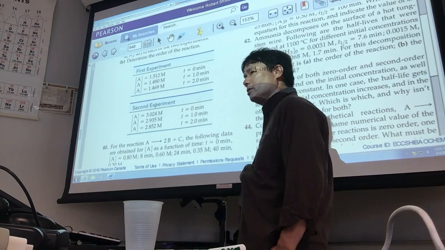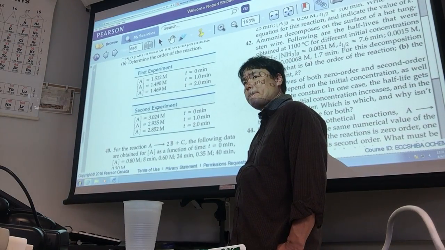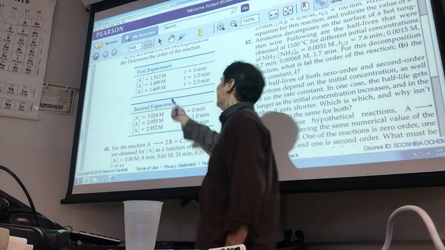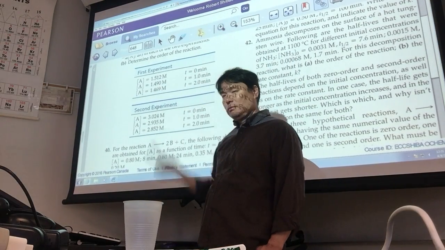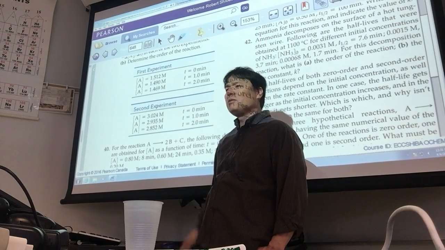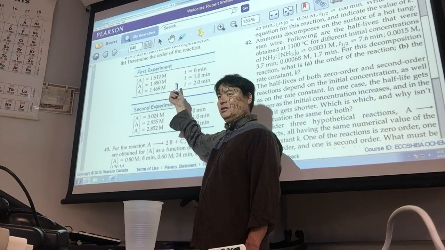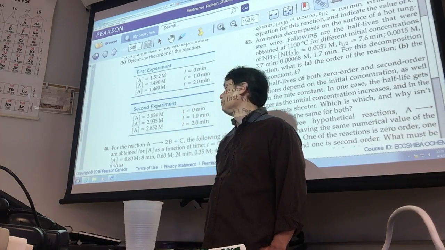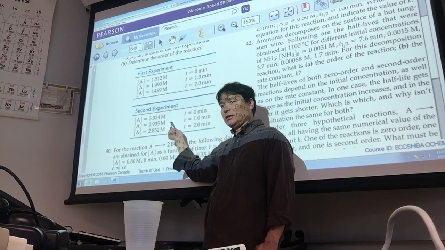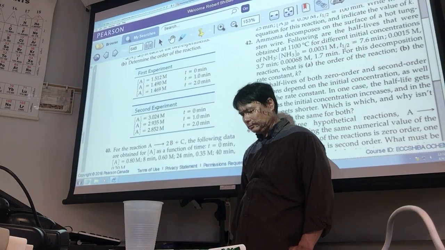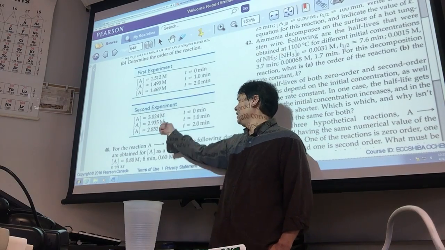What do you get for your initial rate? This one here. Yeah, delta A over delta T. Well, rates are always positive, so get rid of the negative. So it's going to be 0.022. Okay. Now we double the concentration. What happened to the initial rate? Which would be delta A over delta T.